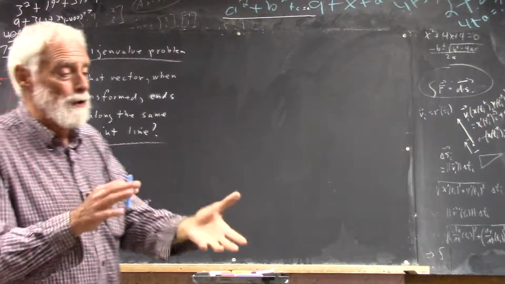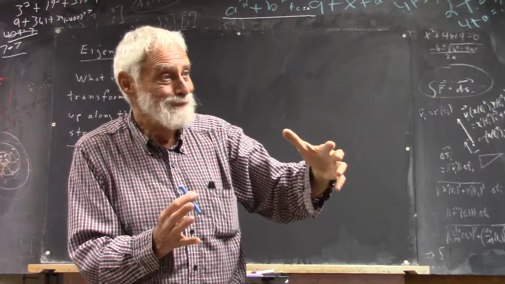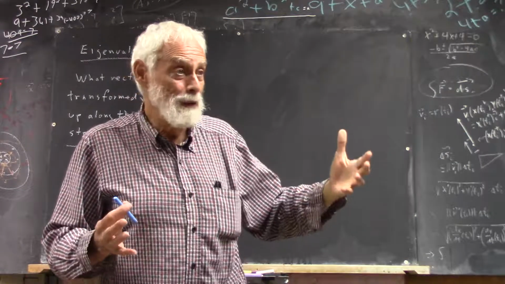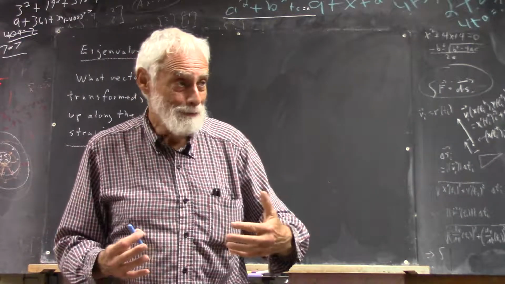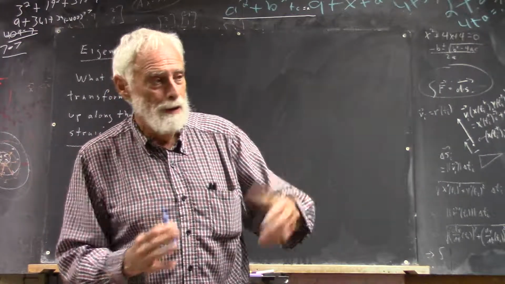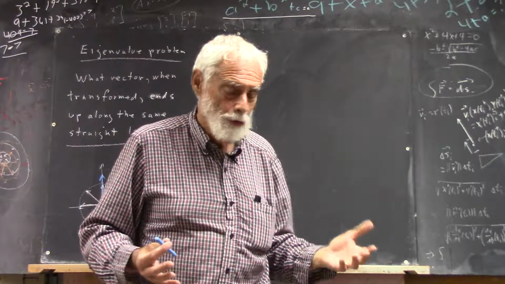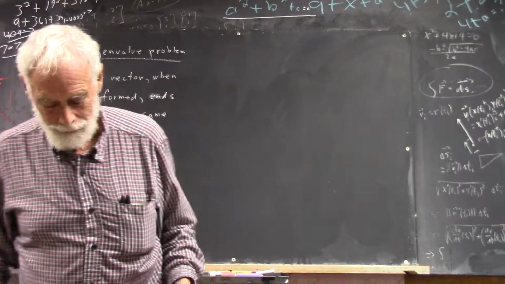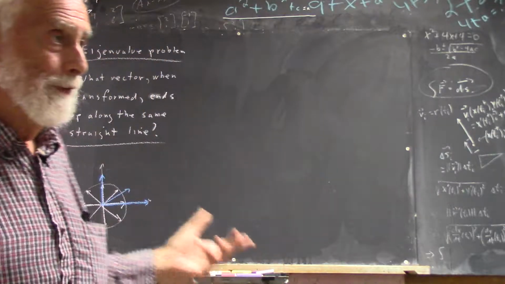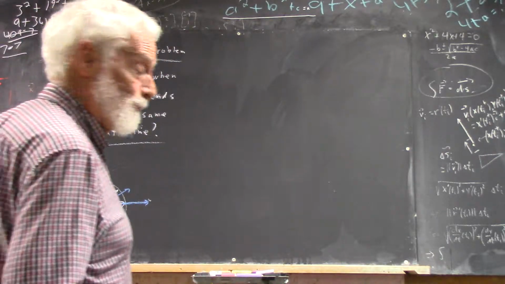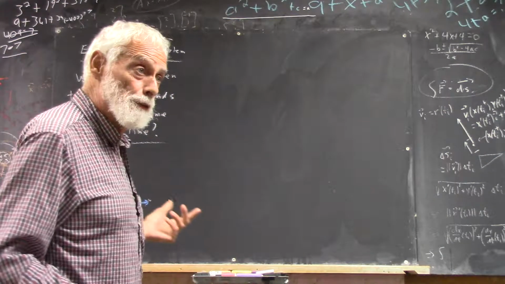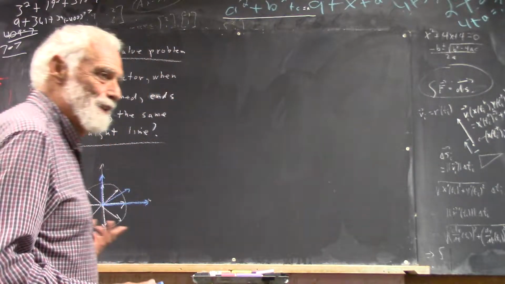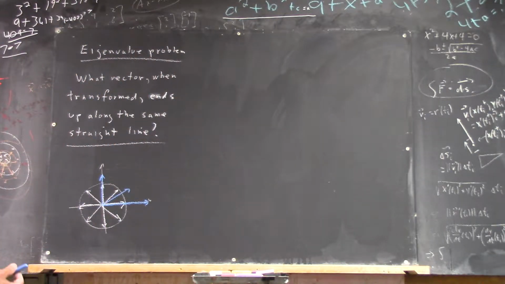Now, it's not necessary that any vector does. Like, you could just rotate the whole circle and nothing would be along the same straight line where it started. Every vector would be pointing in a different direction. Okay, so rotations don't have eigenvectors. However, the same dimensional matrices do. Okay? So this might be a little bit familiar.